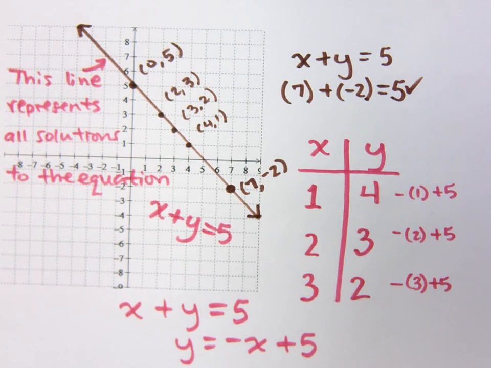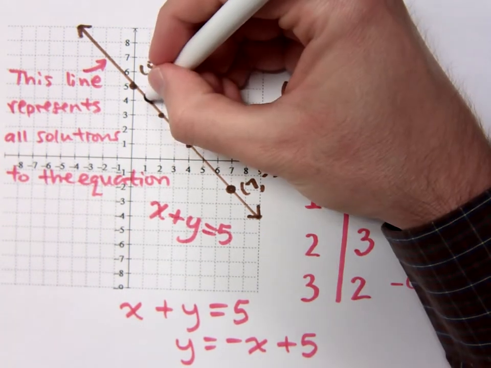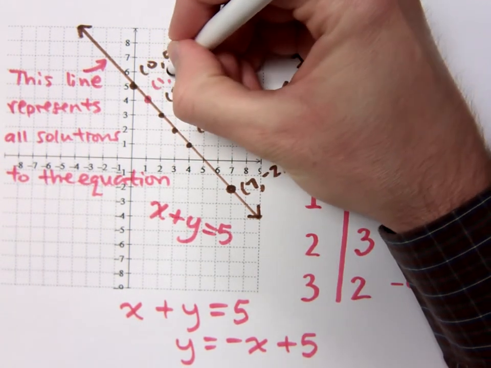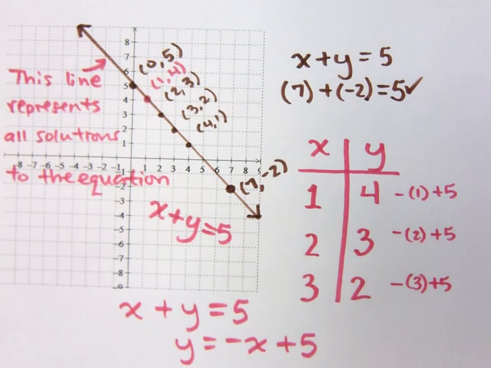Are all of these points on my line? Yeah, the only one we didn't already have on the line before is 1, 4. You see that 1, 4 is right here. Do y'all agree with me on that?